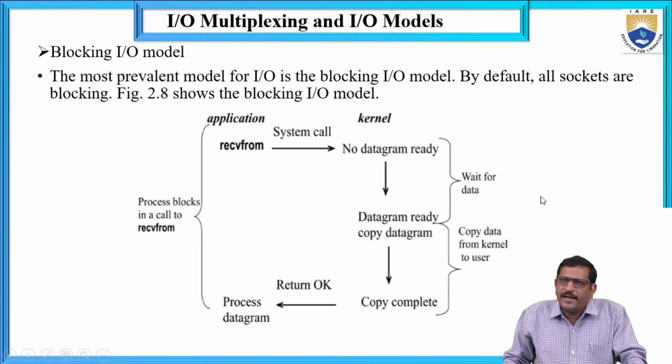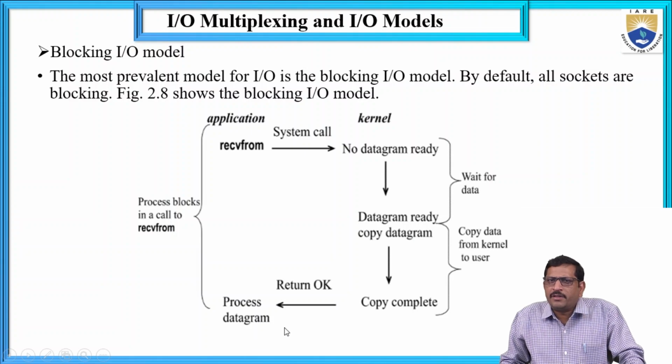We copy the data from the kernel to the user. The user is acting as a client, and the copy is completed. Once the copy is completed, it returns OK, and the datagram can be processed. The task can then be completed.